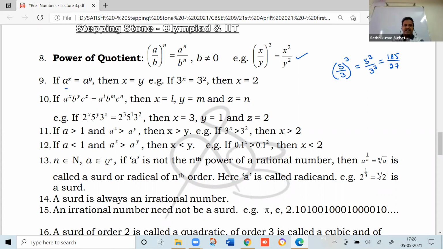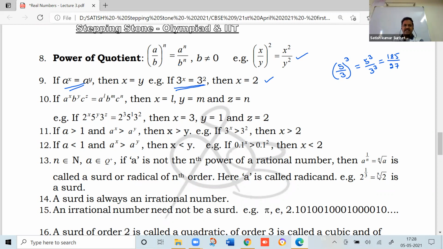Next, another property. Whenever you are having a to the power of x equal to a to the power of y, when the bases are same, equate the exponents directly. That is x equal to y. Now, suppose if you are having 3 to the power of x equal to 3 square. So bases are same. Then you can equate the exponent. So x equal to 2. Means when you are solving any equations, when you are coming across in this form, then you can apply this. That is, when the bases are same, equate the exponents.